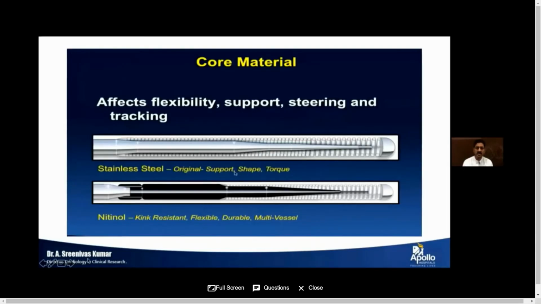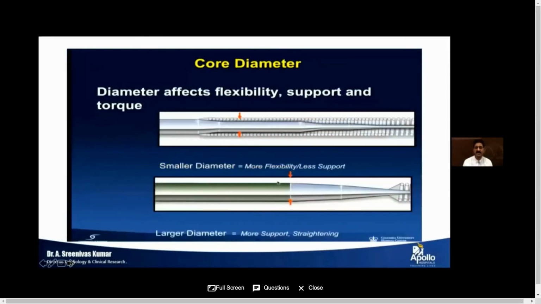If it is nitinol, then probably it will be kink resistant. So that's how we have various types of wires which are made with a combination of materials and then have different properties. Then the core diameter: if it is very thick in the center, obviously it will have better support. You don't need great brains to understand that. Whereas if the core is very thin inside, then that wire will be more flexible, but at the same time, the supporting nature could be less.